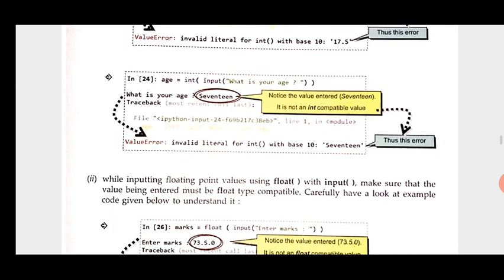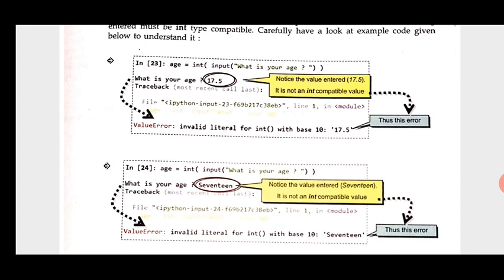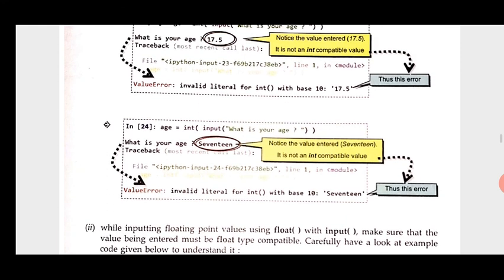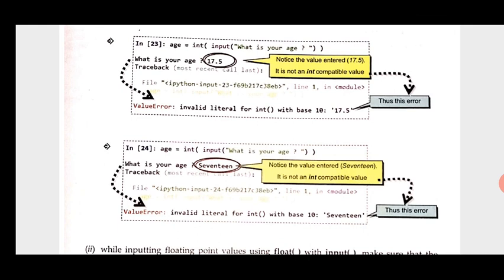Related to that, in the example given, you can see age is equal to int input, what is your age? Here you are writing 17.5, so this is wrong. Why? Because an integer will take only an integer value, not a floating point value. And next one, input line 24, int input, what is your age? Here 17 is written as a string answer, so this is also wrong. So I am saying that under an integer variable, a floating point value or string value is an error, and under a float variable, a string or integer value.